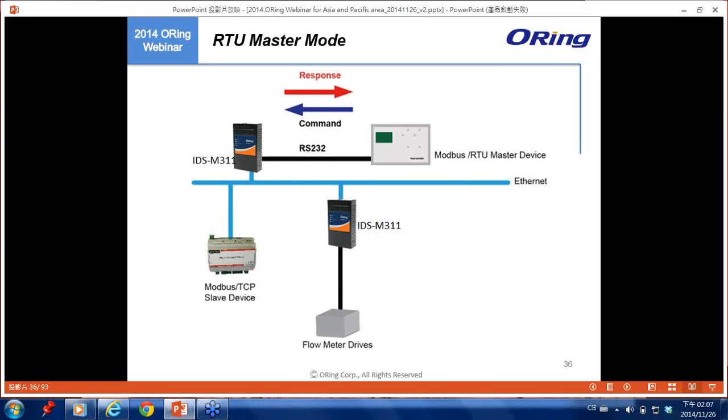But in some other cases, the Modbus master device will be connected to the RS-232 and use the Modbus RTU protocol. In this case, we will have to use the RTU master mode, where the Modbus gateway converts the Modbus RTU command to the Modbus TCP protocol and sends it out to the Modbus TCP slave devices.